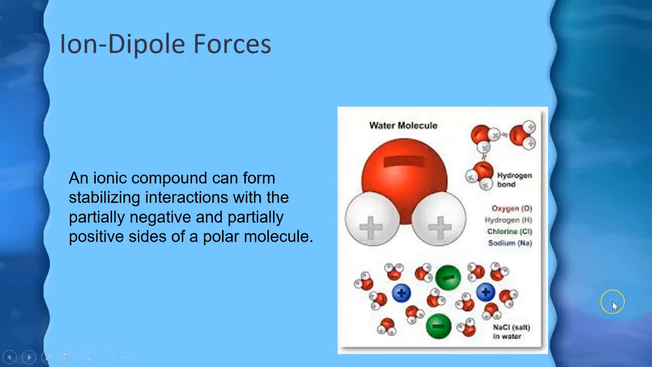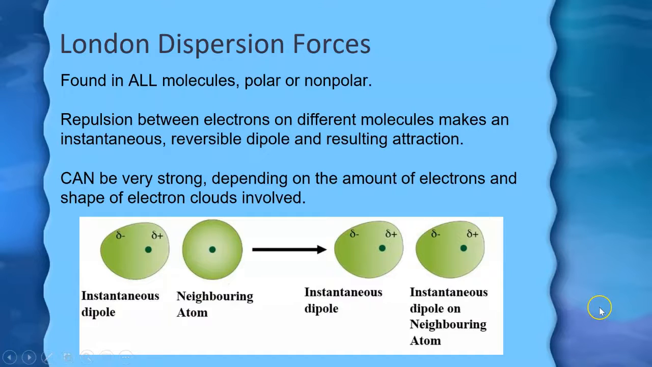So we talked about dipole-dipole forces and hydrogen bonding, the special case of dipole-dipole. We talked about ion dipole forces, but what if my molecule isn't polar at all? What if it doesn't have a permanent dipole? What if it is not naturally lopsided? Well, we have a case for that too.